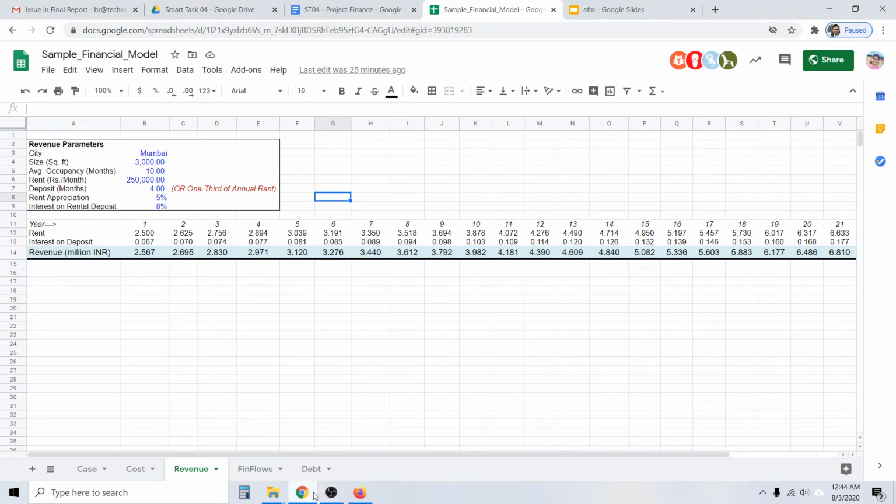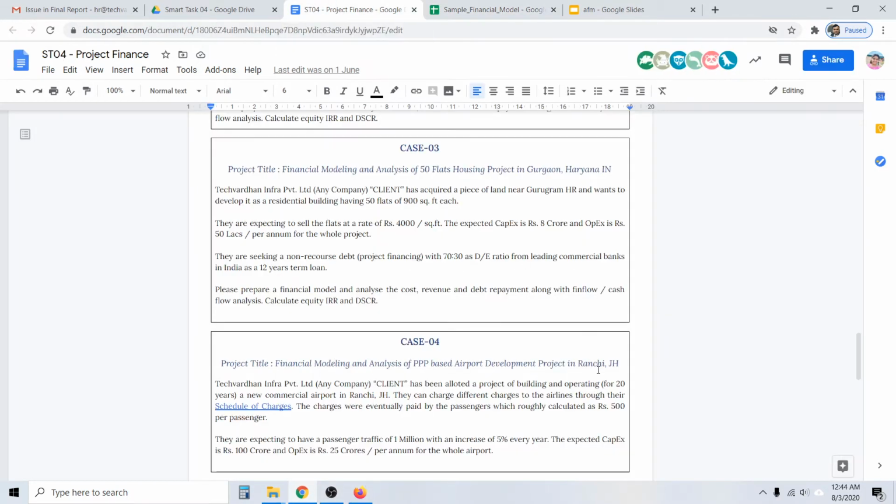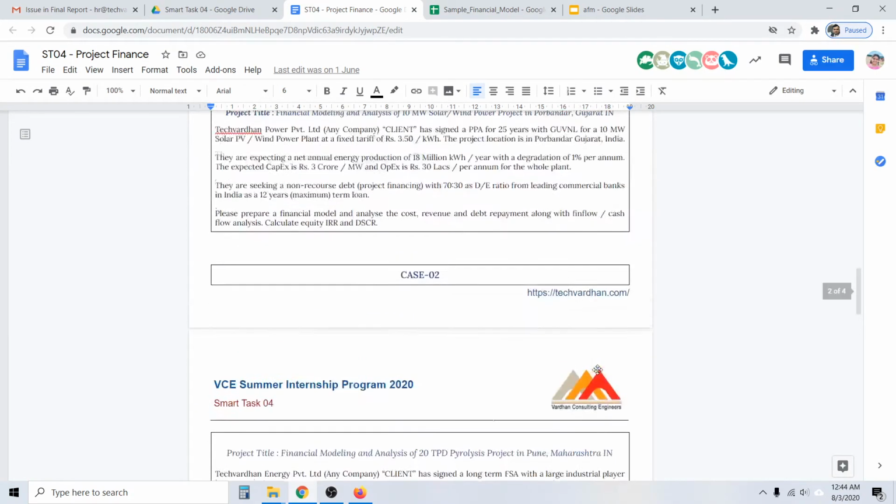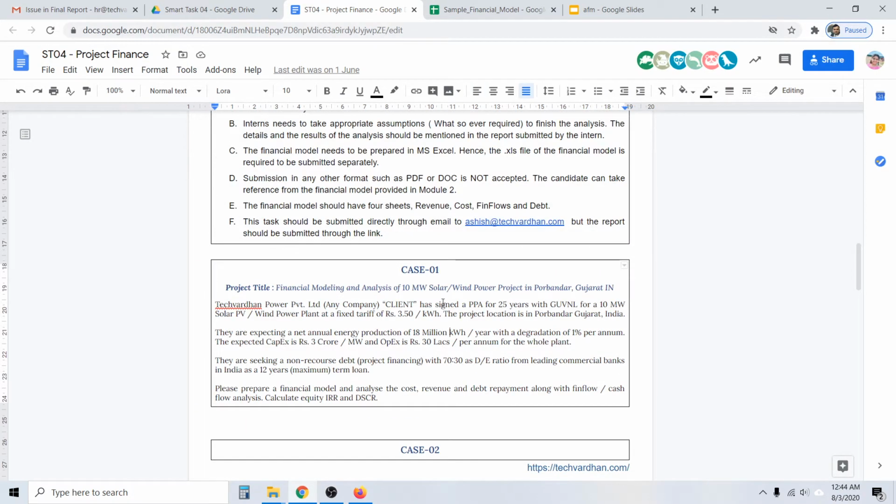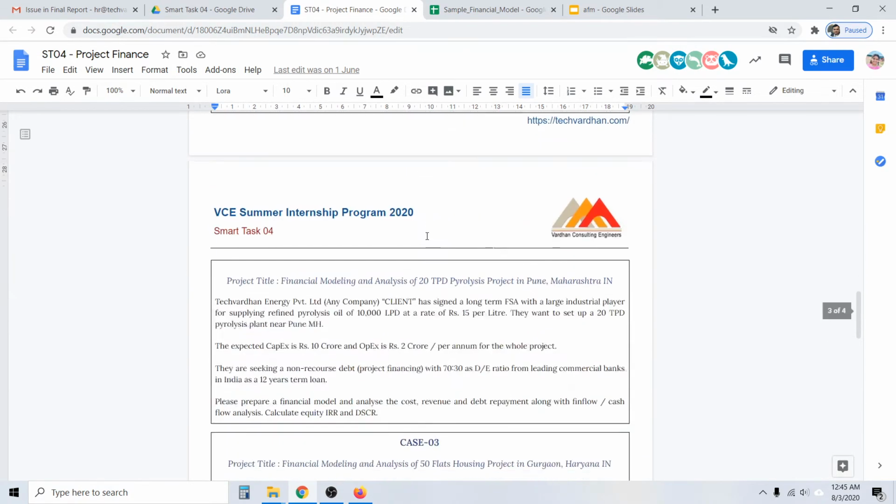Okay, now let's go case by case. Suppose in case 1, there is a 10 megawatt plant, total generation 18 million units per year, and fixed tariff is 3.5. So 18 million multiplied by 3.5 is the revenue per year, right? It's so simple and clear. If you get the first year revenue and you know the degradation, then you degrade it for the next 25 years. Simple case, simple revenue model.